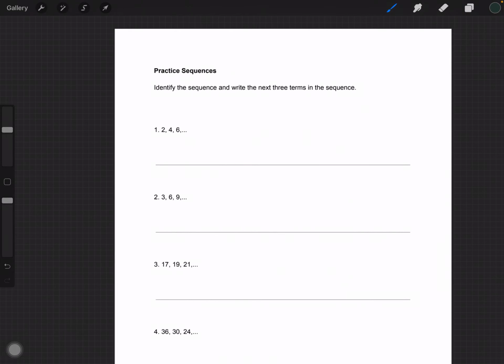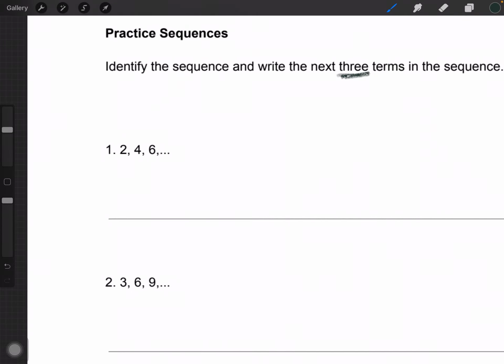The third worksheet is asking us to practice sequences. So we have to identify the sequence and write the next 3 terms. We're looking at 2, 4, 6, and we can say each one is plus 2. So 6 plus 2 equals 8, 8 plus 2 equals 10, 10 plus 2 equals 12.